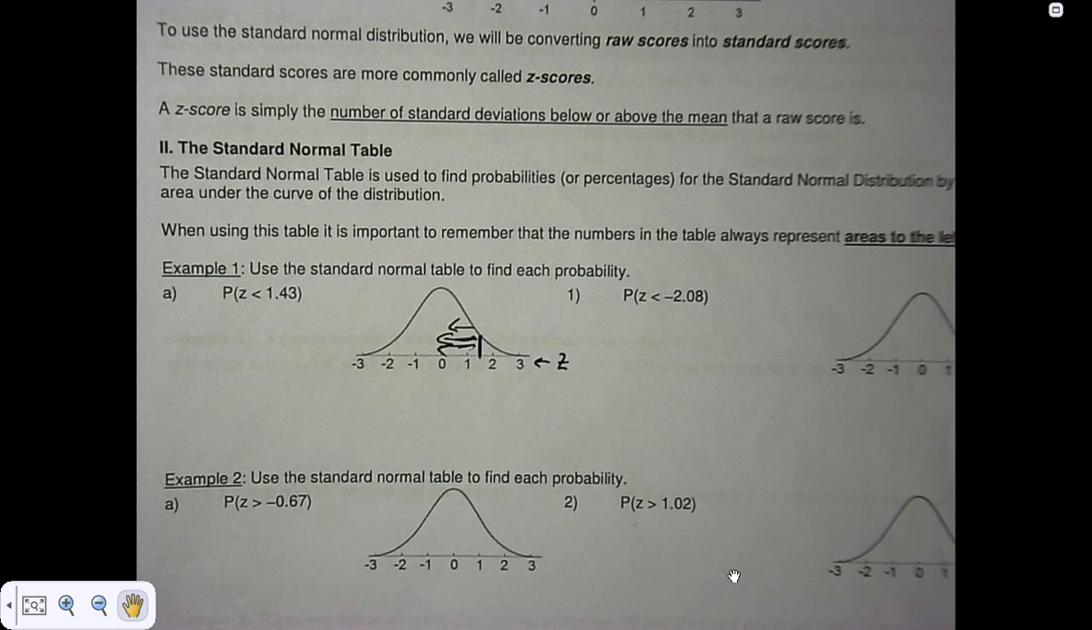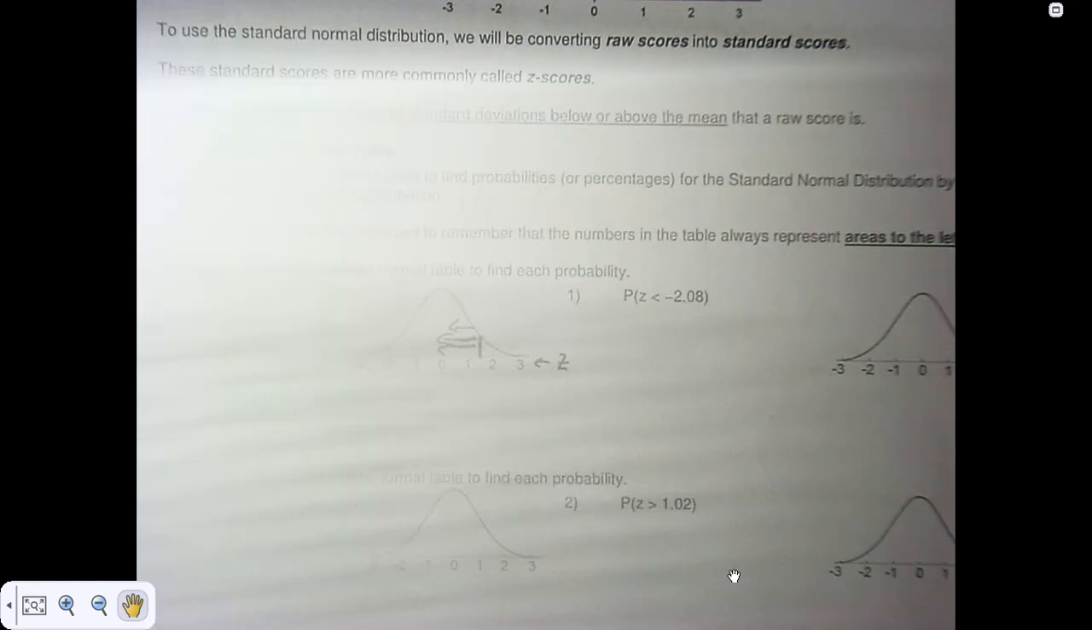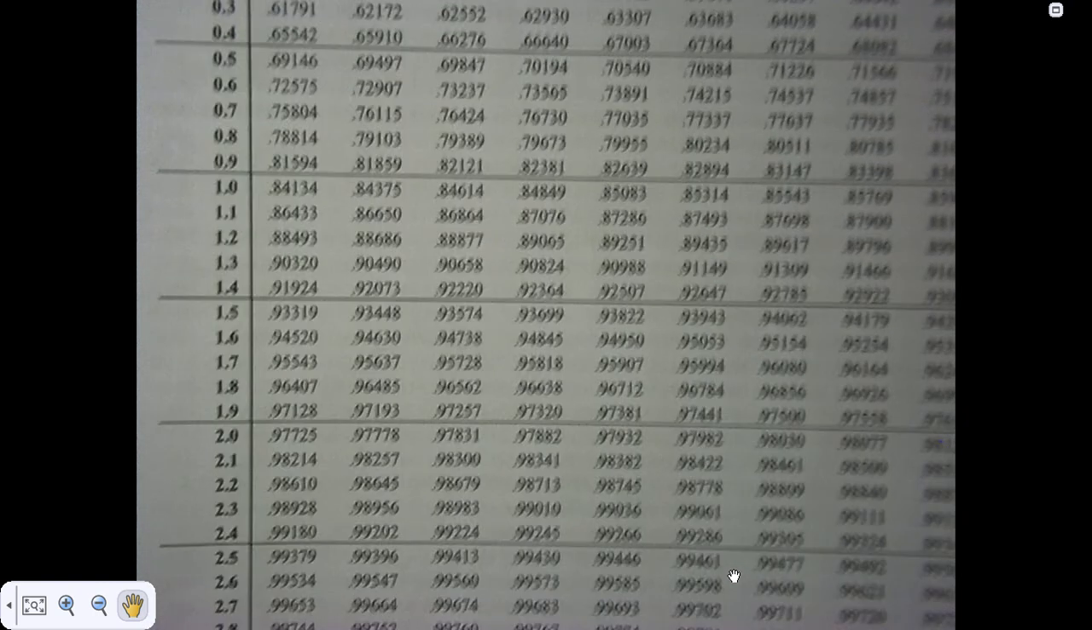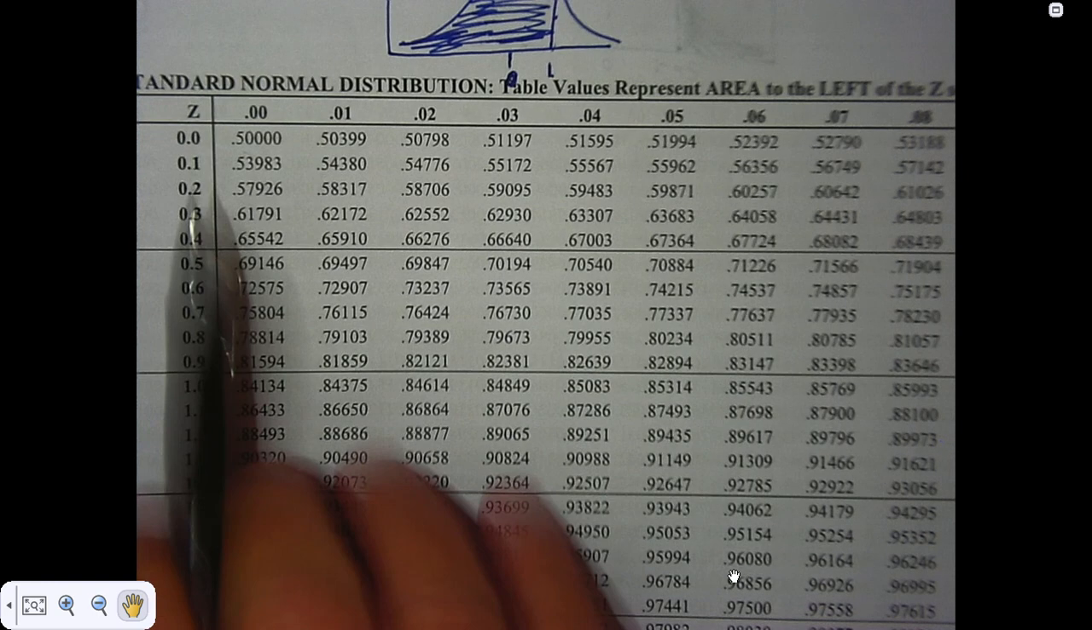So I need to figure out the area. Well, the table lets me know that. So let's take a look at the positive table. Again, we're looking for a z-score of 1.43. So let's go down. Remember, these are the z-scores.